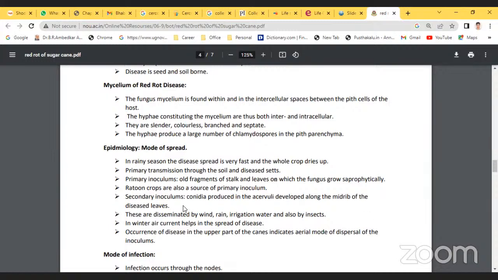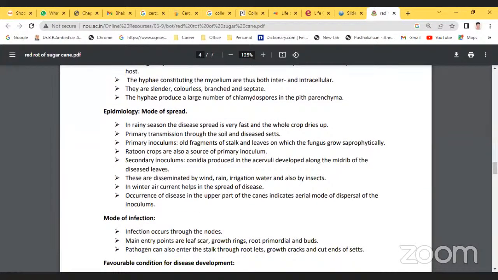The secondary inoculum is the conidia produced in the acervuli. What are acervuli? They are the asexual fruiting bodies of Colletotrichum, developed along the midrib of diseased leaves. These are disseminated by wind, rain, irrigation water, and also by insects. In winter, air currents help with the spread of the disease.